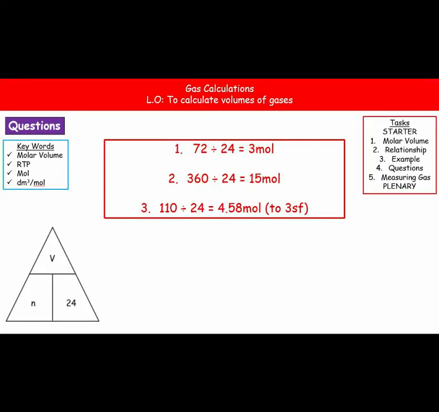Okay, let's mark our answers then. Number 1, hopefully we did 72 divided by 24, which gives you 3 moles. Give yourself a tick if you got it right. Second one, 360 divided by 24 is 15 moles. And our third and final one, 110 divided by 24 is 4.58 moles to 3 significant figures. There were quite a few decimal places if my memory serves.